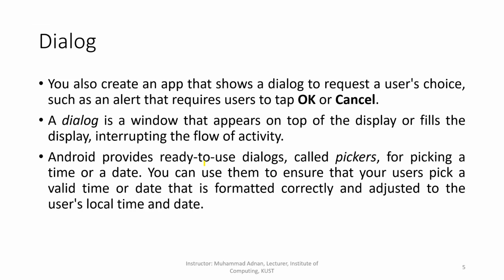In the previous class we discussed this context menu, but today we are going to discuss dialogues, and one of those dialogues is the alert dialog box. You can also create an app that shows a dialog to request a user choice, such as an alert that requires the user to tap OK or cancel. A dialog is a window that appears on top of the display or fills the display, interrupting the flow of activity. Android provides ready-to-use dialogs called pickers for picking a time or a date. You can use them to ensure that your user picks a valid time or date that is formatted correctly and adjusted to the local time and date.